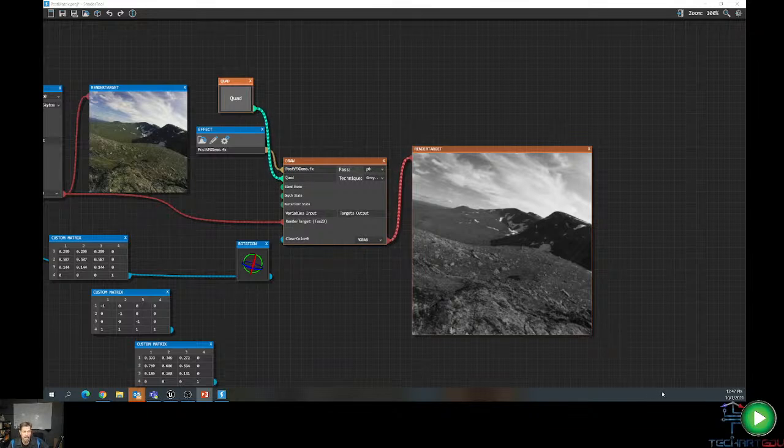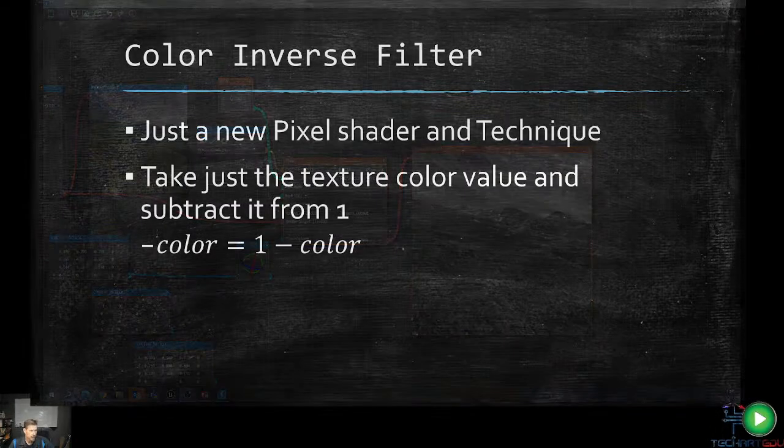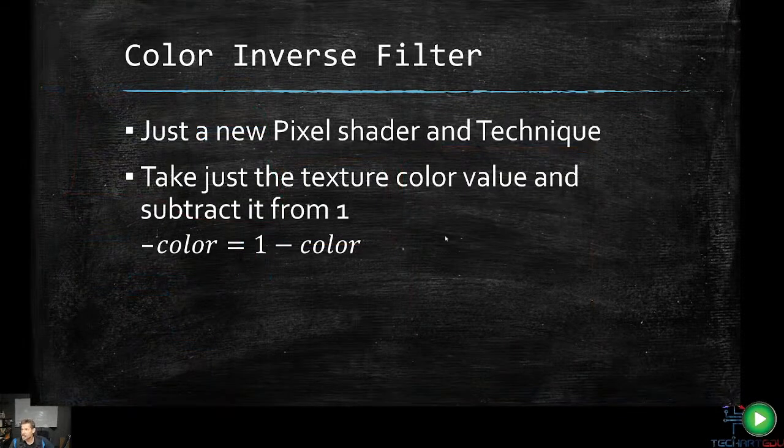And guess what? This next shader, we're going to do the color inverse. The color inverse is even easier, gang. Now if we take the color inverse, all we have to do is take this color that's coming in from our render target, and we have to subtract it from 1. And you say, that's all we got to do? Yep, that's all we got to do, and that's all there is to it.